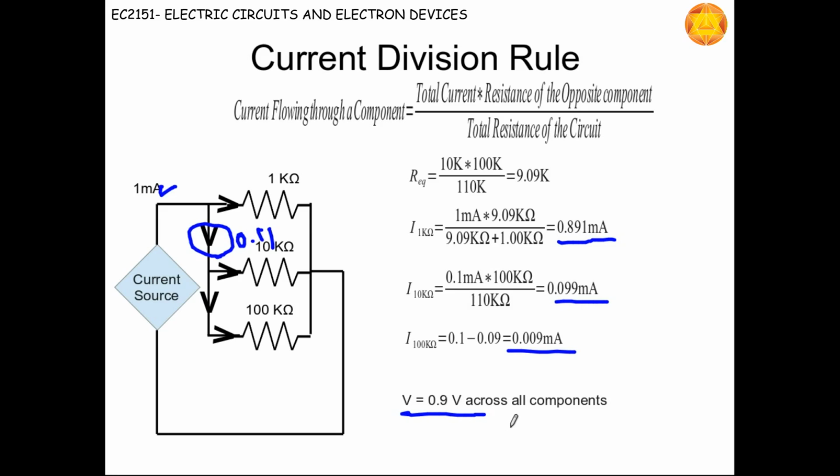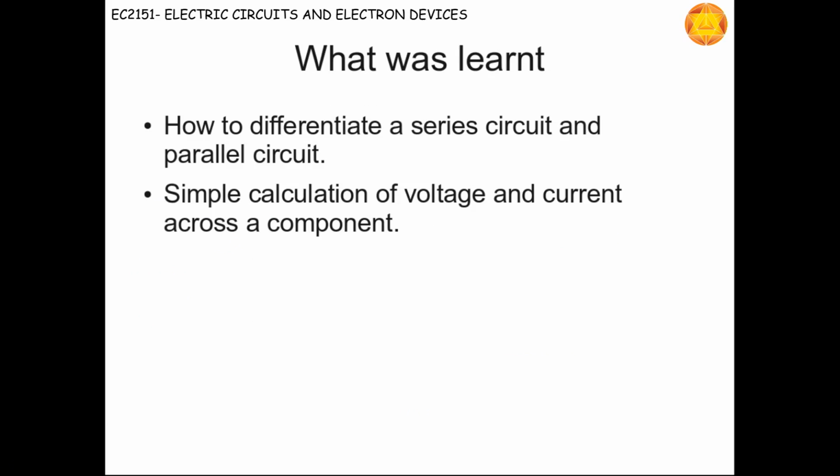The voltage across all components in a parallel circuit remains the same, while the current differs. For a series circuit, the current remains the same and the voltage differs. So far, what we have learned is how to differentiate a series circuit and a parallel circuit, as a circuit is said to be series or parallel depending on the movement of the current through the circuit, and a simple calculation of how voltage and current can be determined across a component. Thank you.